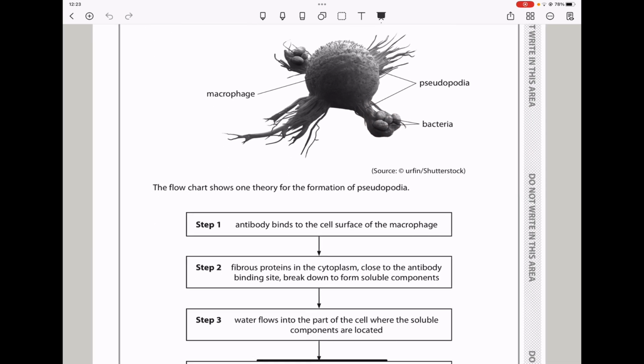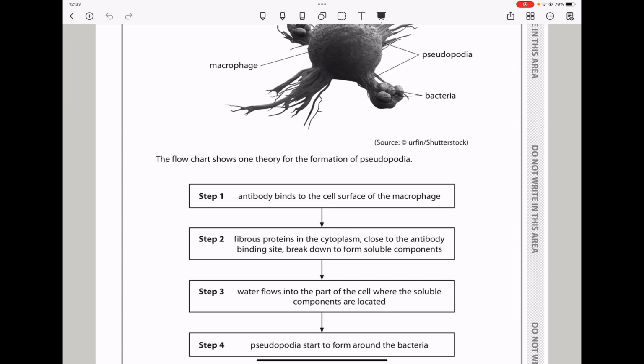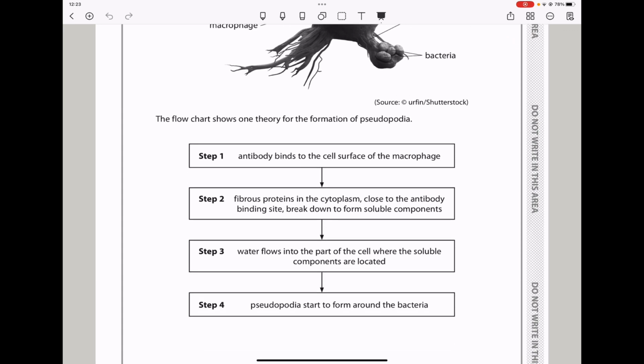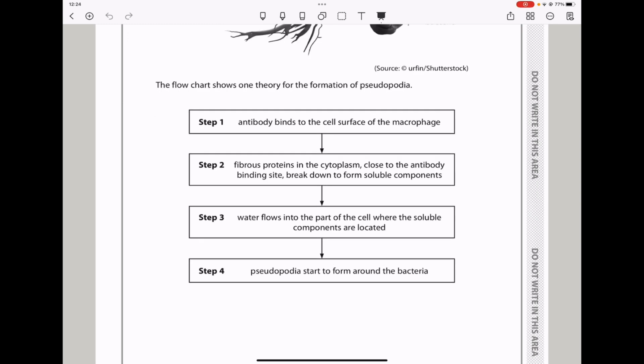Down here they say, the flowchart shows one theory for the formation of pseudopodia. In step 1, antibody binds to the cell surface of the macrophage. And then step 2, the fibrous protein in the cytoplasm close to the antibody binding site breaks down to form soluble components. Step 3, water flows into the part of the cell where the soluble components are located. Step 4, pseudopodia start to form around the bacteria.